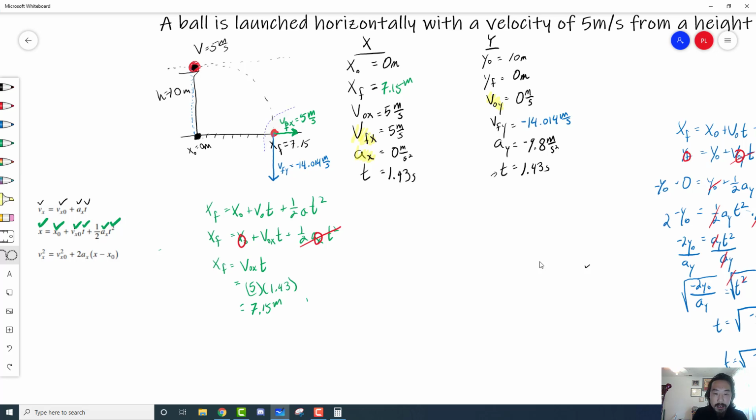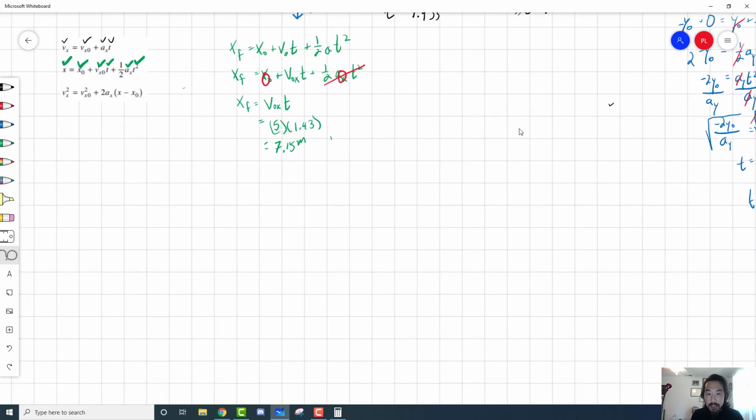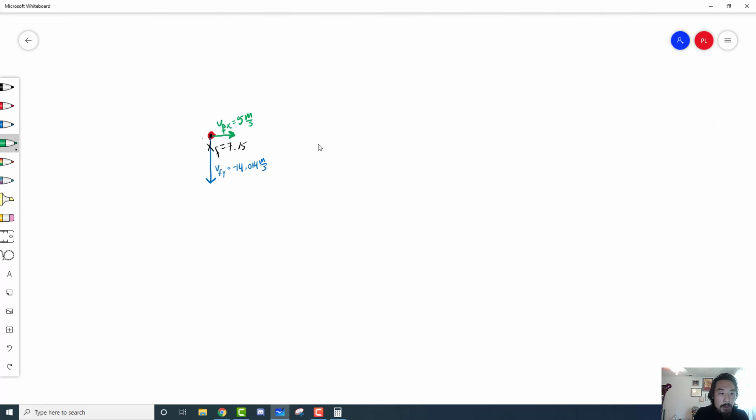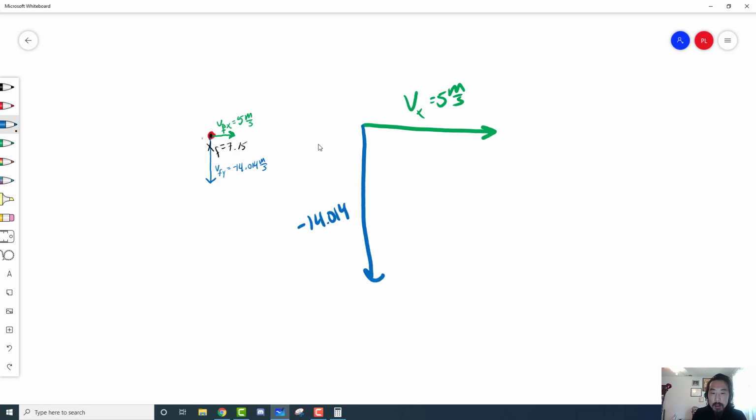Let's see if I could get this. Let's copy, and I'm going to go down here, where I have a little bit more space. So we have the problem right there. Now I'm going to clean this up a little bit and make this a little bit bigger. We know that this object is moving forward, and that velocity is 5 meters per second, and it's also moving downwards at 14.014 meters per second. If we combine these two velocity vectors, I'm going to do this in black, we get a down and rightward velocity vector. This is the actual velocity of the object.